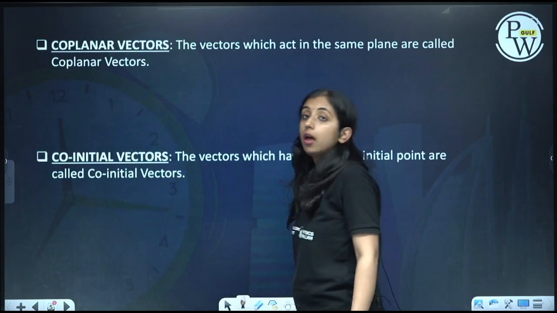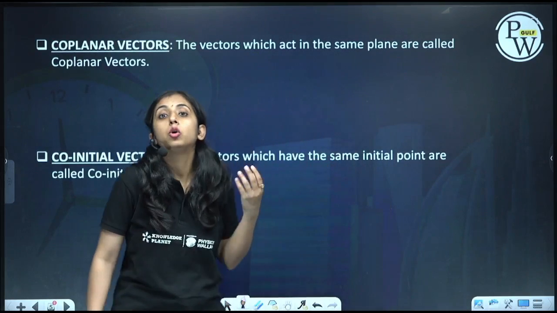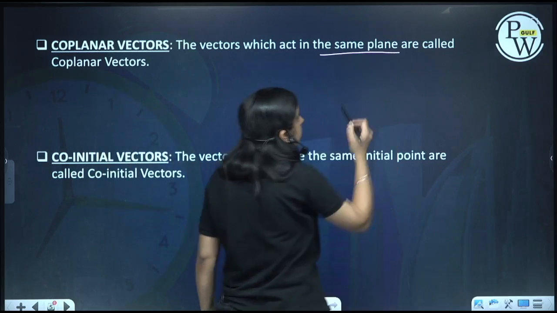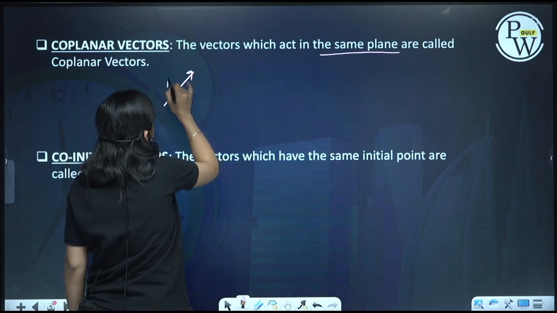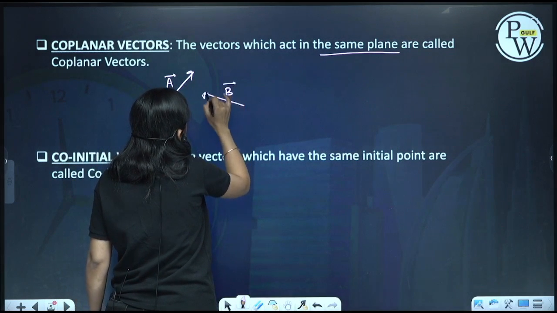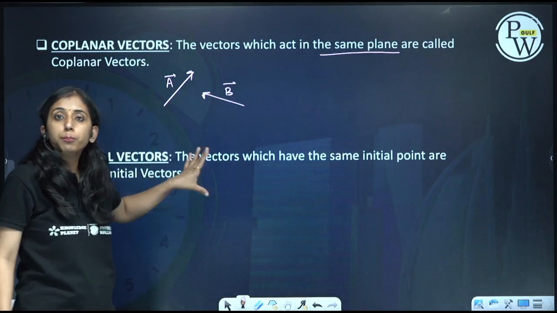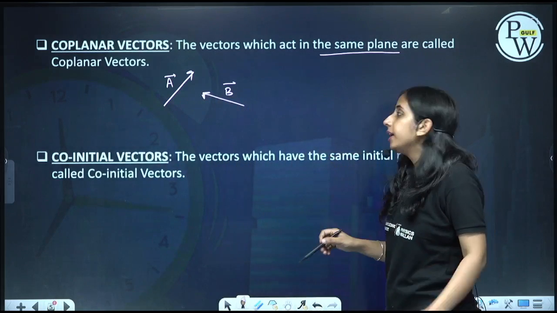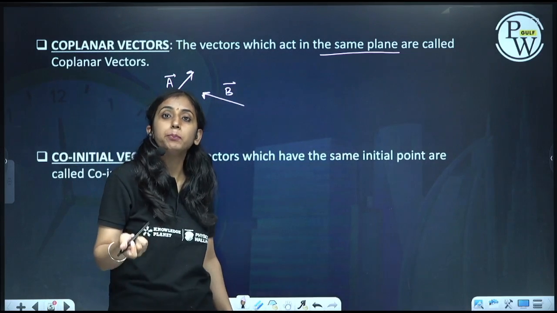Next type is coplanar vectors. Collinear, same line. Coplanar, same plane. Vectors which act in the same plane are called coplanar vectors. If I draw two vectors, one is A vector and the other is B vector, and these vectors are present in the same plane, the plane of my board, then they are called coplanar vectors, okay, having the same plane.